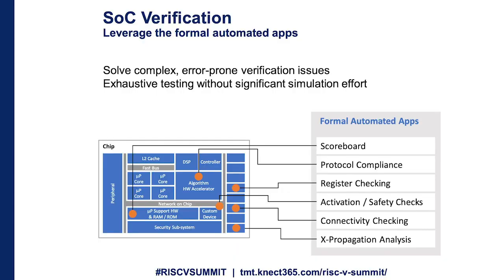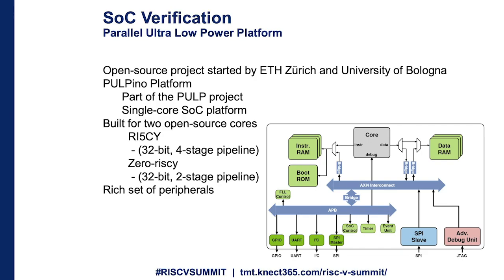plug it. And going beyond it, the SoC verification where this core is integrated, we leverage the formal automated apps. And by this, I mean there is a portfolio of formal automated apps that we have in OneSpin, and we selected the areas where this can be applied, and we applied it to the Pulpino. Pulpino is an open source project started at Zurich and Bologna. It's built for two open source cores, the RISC-V and Zero RISC-V.